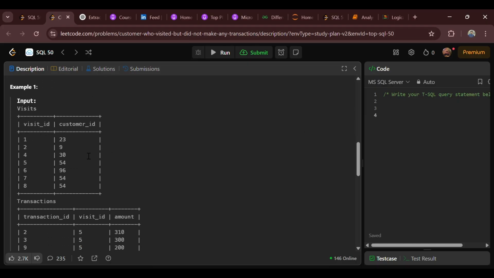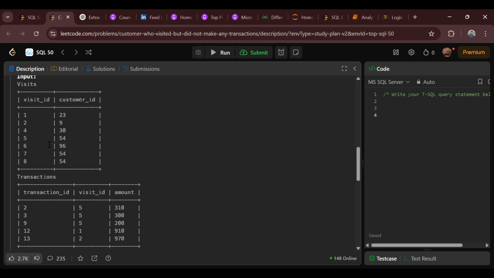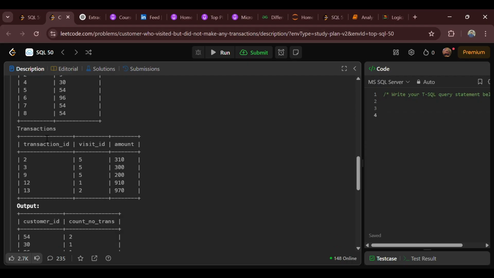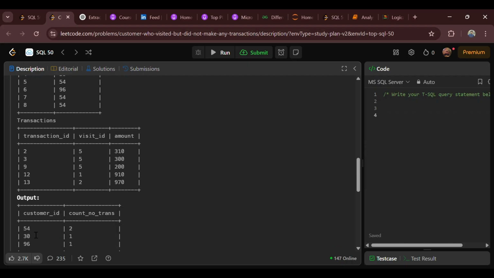Let's understand with the example. In the widgets, if we look here, see, widgets underscore id is common in both the tables. So using widgets underscore id, we will join these two tables, right? So see the output. The output here is 54, and the count of trans id is equal to 2, and 30, 96 with 1 each.